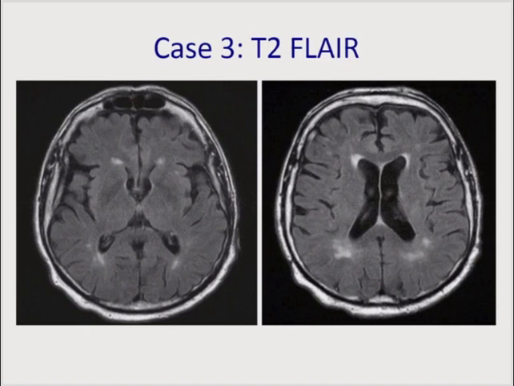This is T2 FLAIR. So looking at the white matter hyperintensities, people have different ways that they describe these. I think for most people, this would fall into a moderate amount of white matter hyperintensities, so something that could be contributing to his presentation, perhaps along with AD pathology.